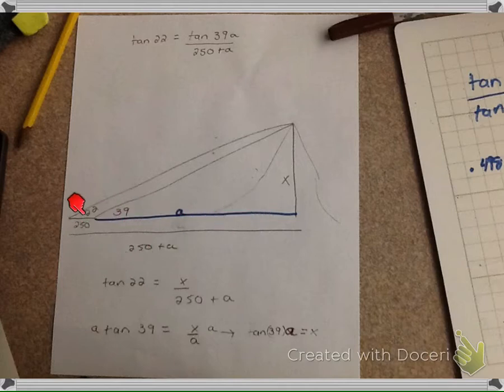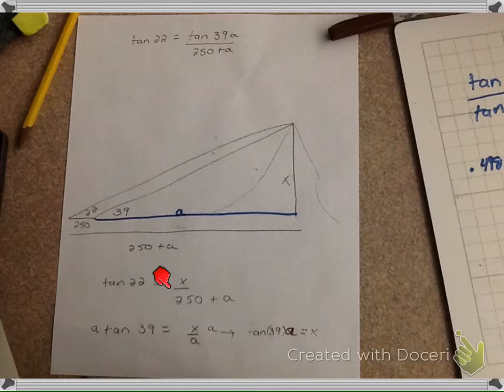So if I do the tan of 22, that's equal to the opposite, x, over the adjacent. This entire thing is the adjacent, and it's 250 plus A.